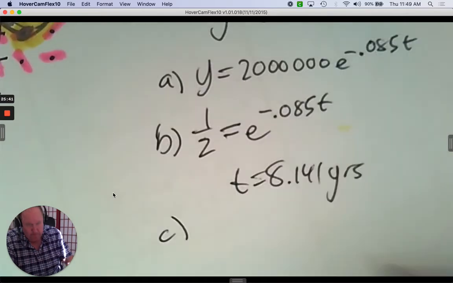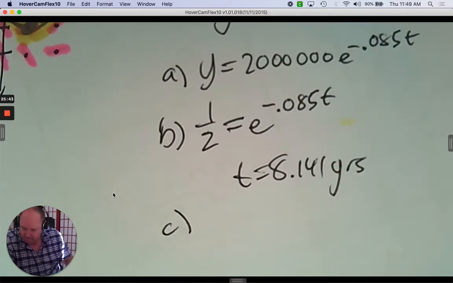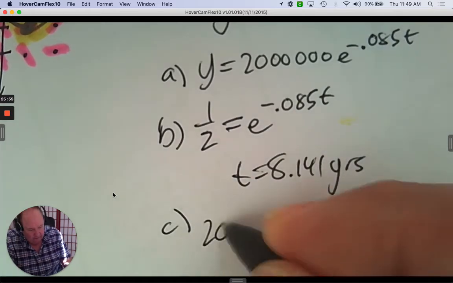C, the year when it will no longer be profitable. So in the question, it'll be profitable until there's 200,000 tons of coal produced. So 200,000.